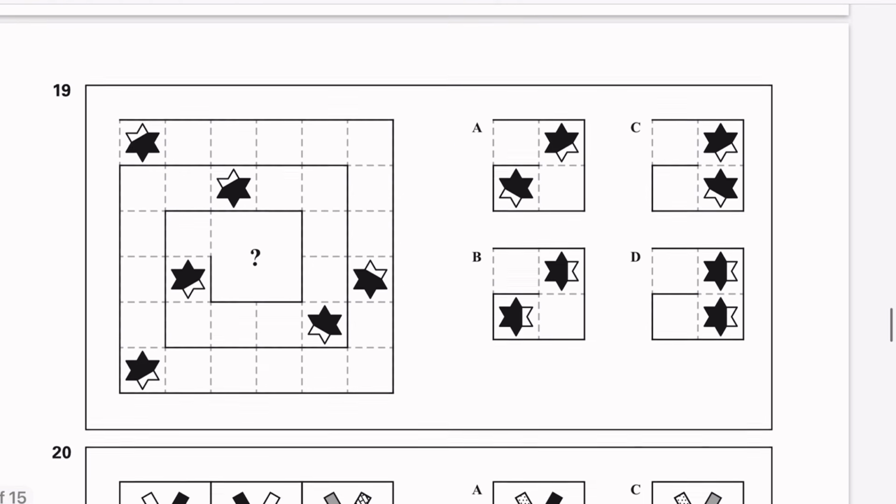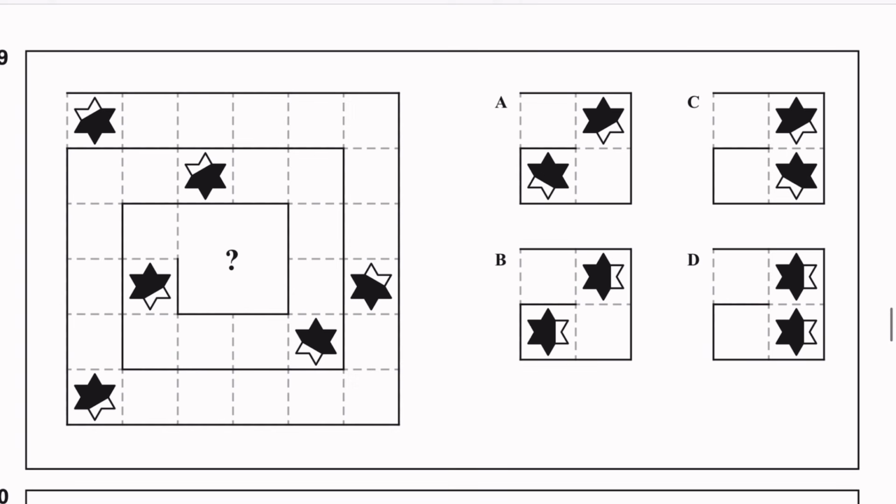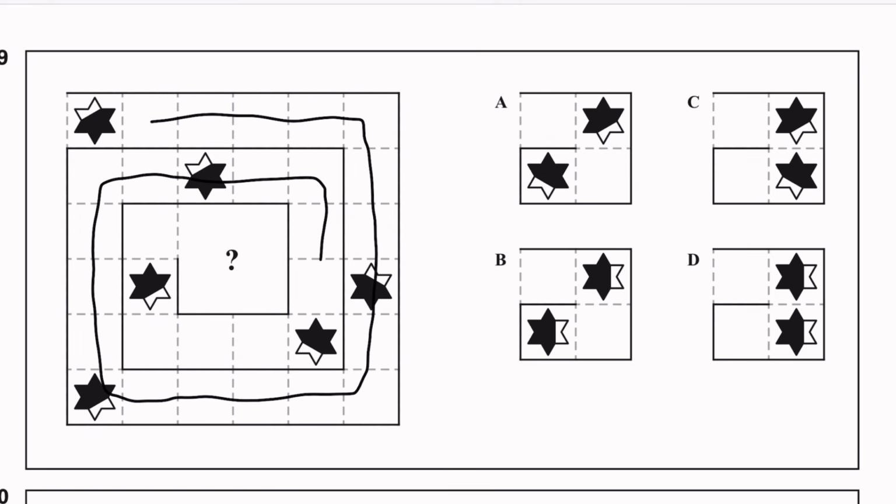Question 19. Straight away with question 19, you notice it's not similar to the previous types of questions we've encountered. We can see there are some dashed lines over here across the entire box, and then there's some solid lines. And you should be able to recognize that it kind of looks like a maze. That's the first thing that should help you. It looks like a maze.